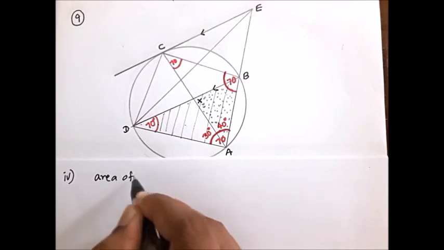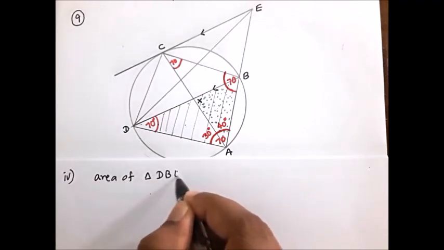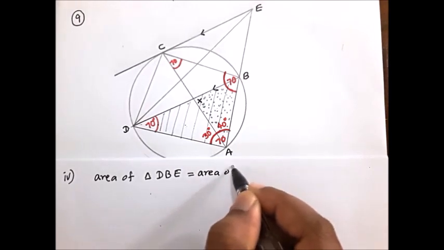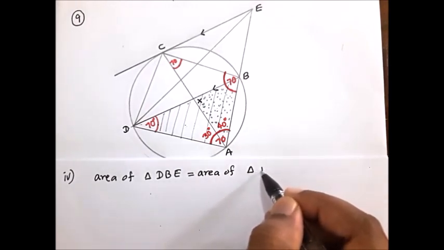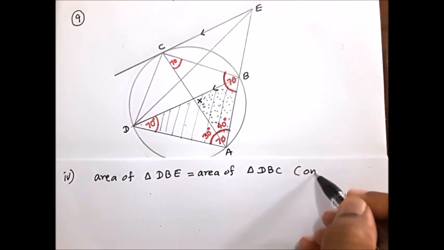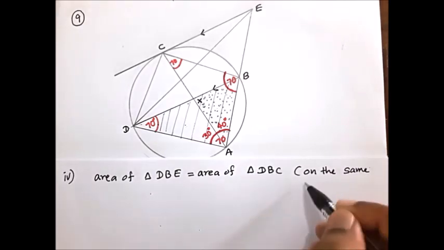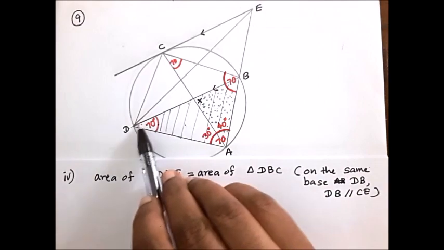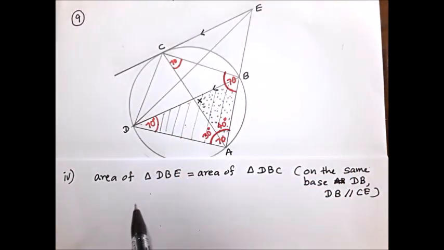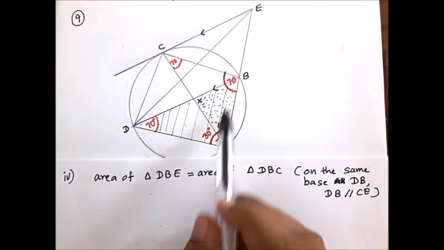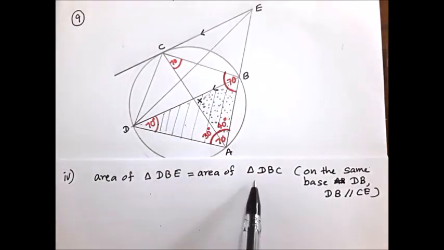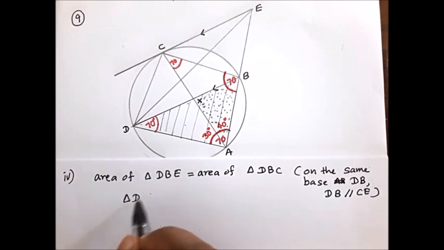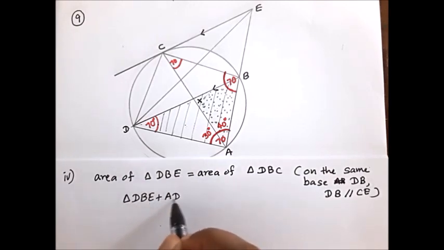Area of triangle DBE equal to area of triangle DBC. Reason is on the same base DB and DB is parallel to CE. This is the base and these two are parallel lines. Then add this region ABD to both sides of this equation. Add ADB to both sides.